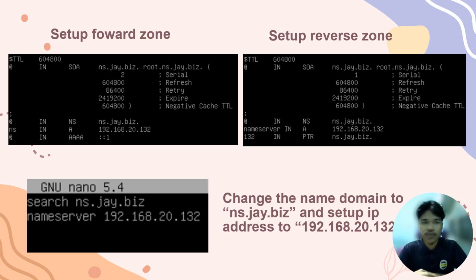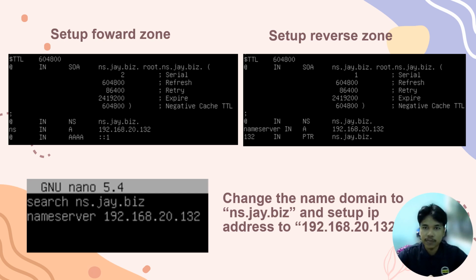After creating the zone files, we need to set up the forward zone and the reverse zone. In the forward zone, inside the nano, we need to change from localhost into the name server that we want to put. For our team, we're using ns.js.biz. The IP address we enter is the same as the static IP that we assigned.